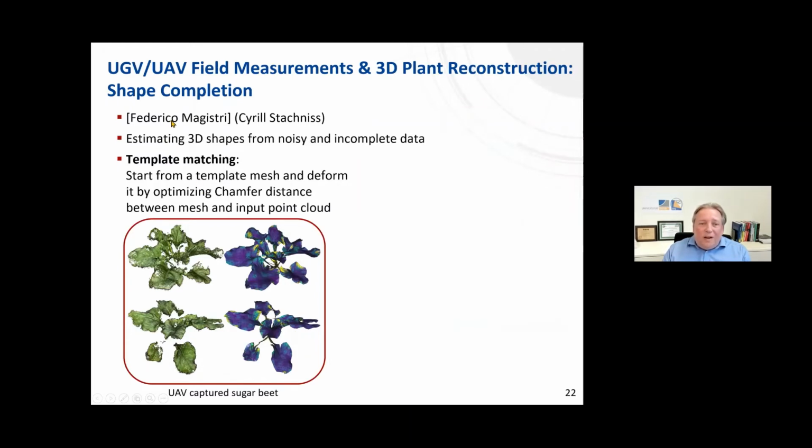Federico, who graduated from Cyril Stachner's group and is now working as a postdoc there, is looking at shape completion. The idea here is twofold. One is that he uses templates that are registered using a special transport distance to 3D point clouds obtained from a flying robot, in this case of sugar beet. And the color here indicates deviations that still remain, so sort of the error that is minimized.